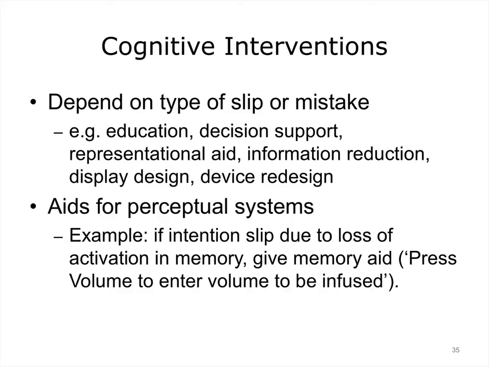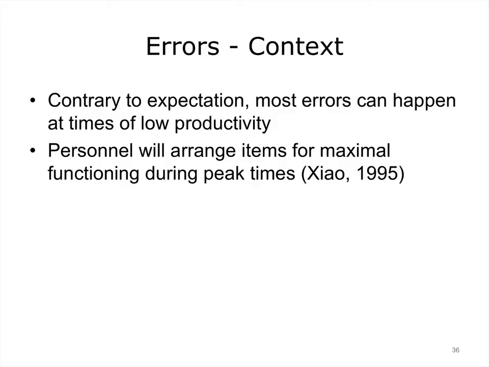Interventions for preventing errors depend on the type of slip or mistake. They can include education, decision support, representational aids, information reduction, i.e., simplifying the system, display design, and device redesign. Aids for perceptual systems are important. Contrary to expectation, most errors happen at times of low productivity. Personnel in high-stress critical jobs are willing to arrange items for maximal functioning during peak times. Zhao, 1995.